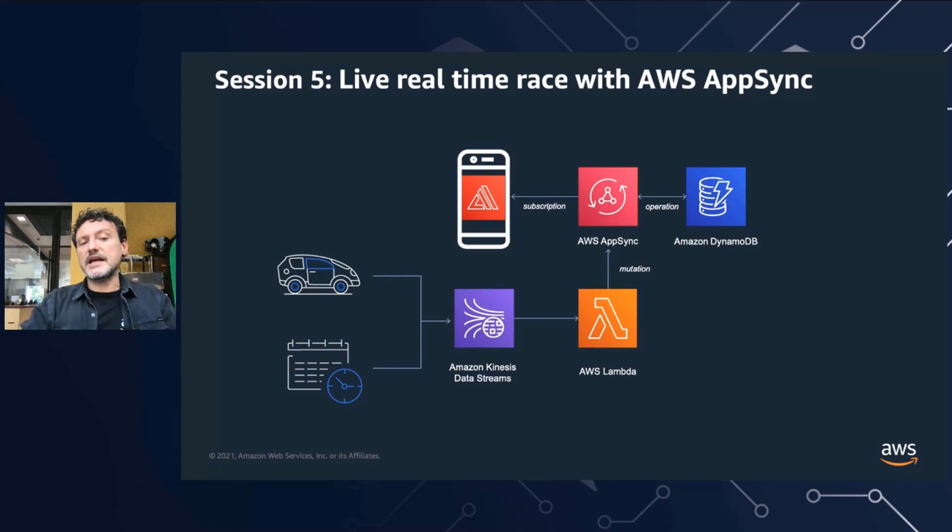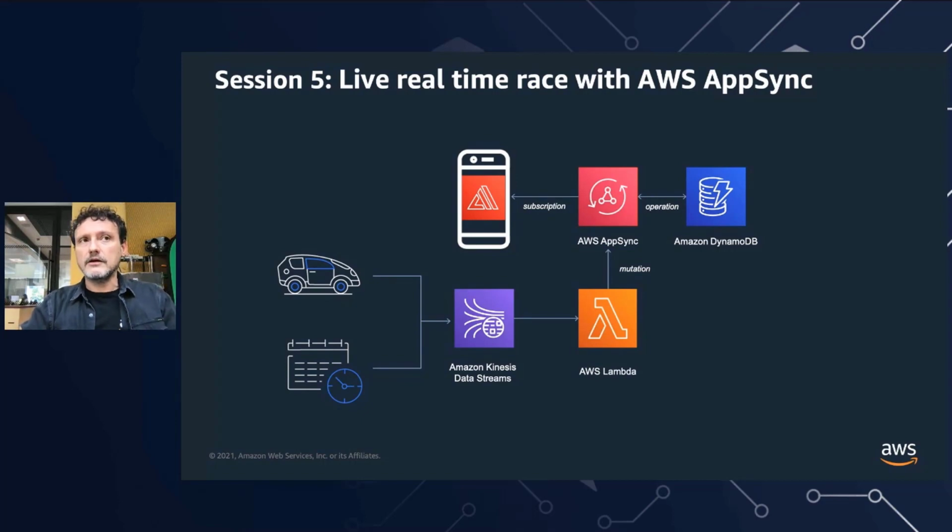To send real-time notifications, we will leverage GraphQL subscriptions. So again, leveraging the GraphQL API provided by AWS AppSync, we're going to leverage a specific type of operation, subscriptions, that enables us to provide real-time notifications to end users.